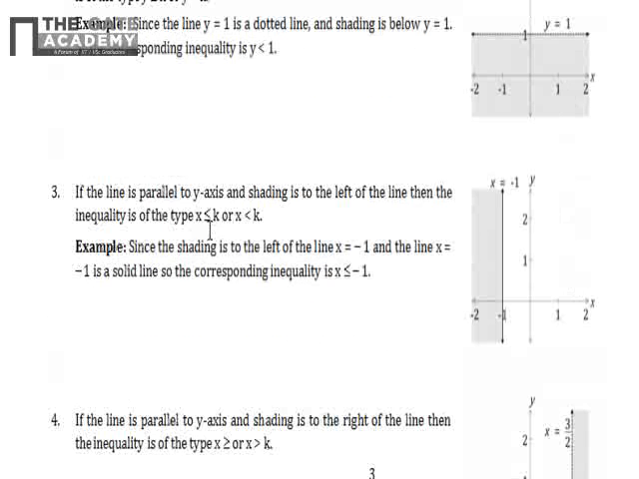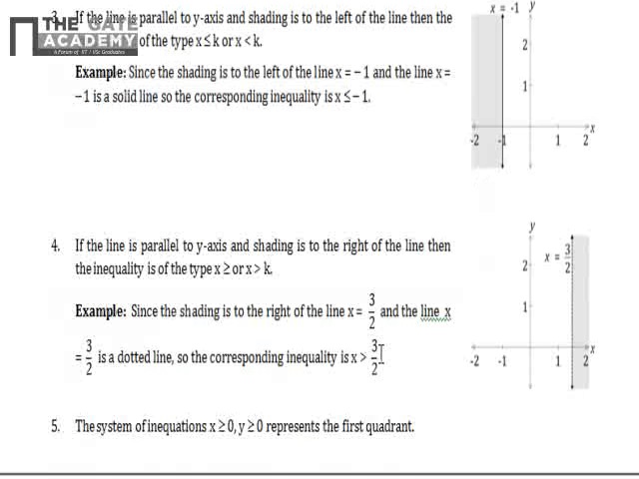Similarly, if it is x less than or equal to k, or less than k, the shaded region will be on the left hand side of the line. Here the example is given of x less than or equal to minus 1. That's why the line is not dotted. But if it is only greater than or less than, the line will be dotted. In the case where the inequality is of type x greater than or equal to k, or x greater than k, the shaded region will be on the right hand side.